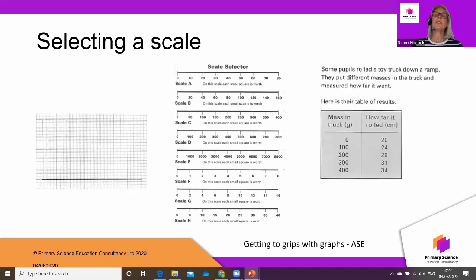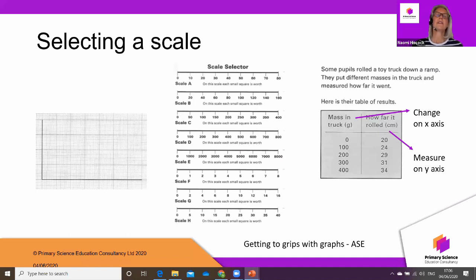What the children need to do is look at the data that they've got in front of them. Here we've got some data from an investigation where they're rolling a truck down a ramp and seeing how far it goes. Have a quick look at the data and think about what goes across the x-axis: it's the thing that you're changing, and this is standard for whatever graph you're drawing. Then what goes on the y-axis is what you are measuring. Have a quick look at the scale selector and decide which scale you think you would use on the x-axis and the y-axis. Just type x equals scale whatever into the chat.